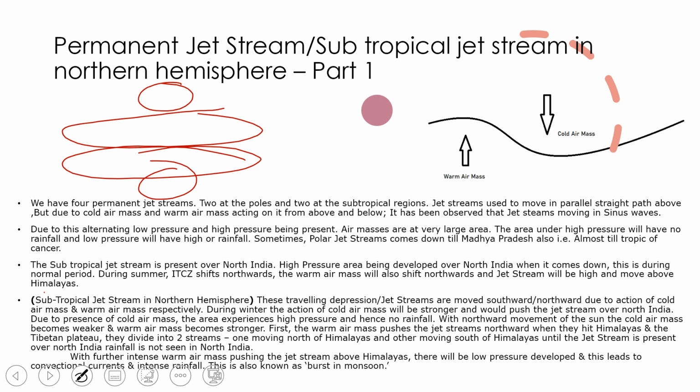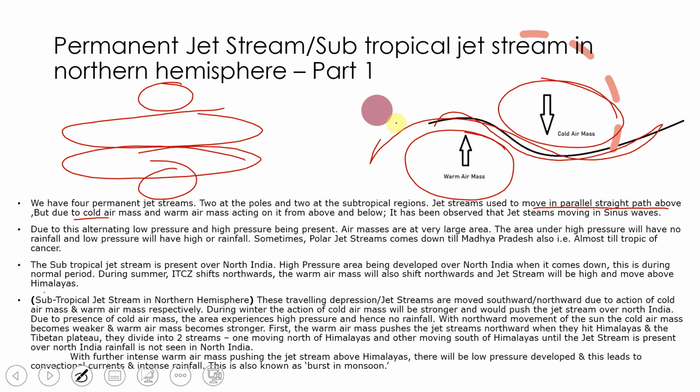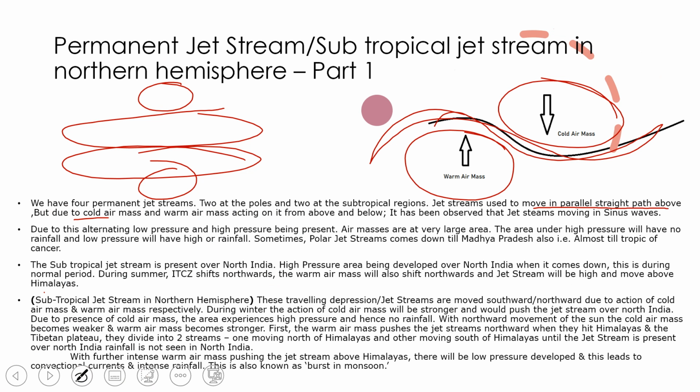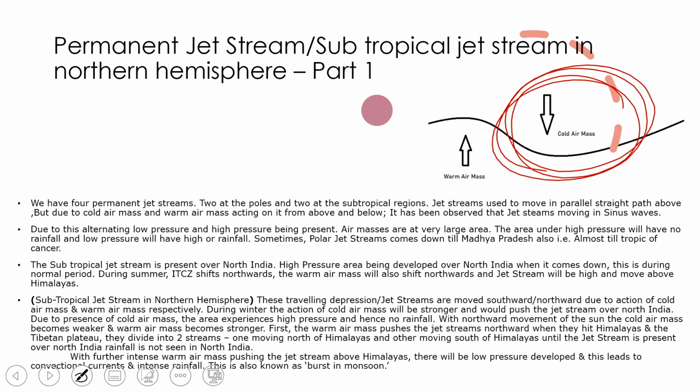The jet stream used to move in a parallel straight path above, but due to the cold air mass on this one and the warm air mass on this one acting on it, we will see a sinusoidal wave movement. See, this is the sinusoidal movement, okay. So it has been observed that the jet stream moves in a sinusoidal wave. Due to this alternating low pressure and high pressure, air masses are present over very large areas, and the area under high pressure will have no rainfall. This area will have no rainfall, and the low pressure area will have high rainfall.